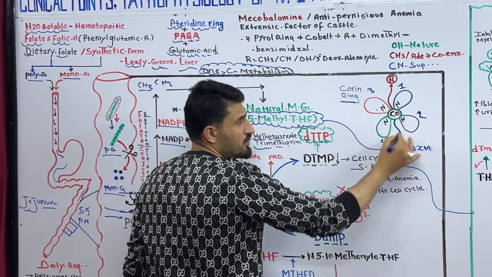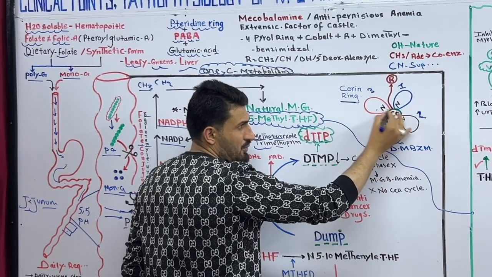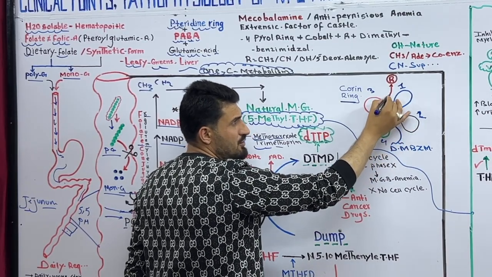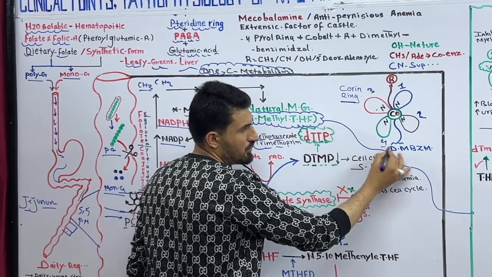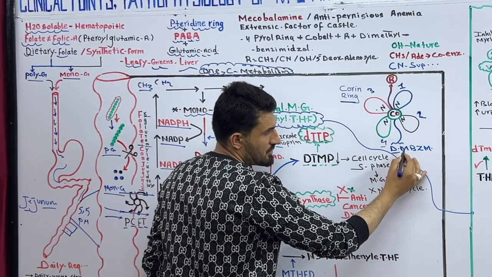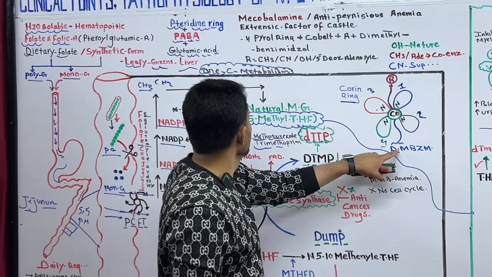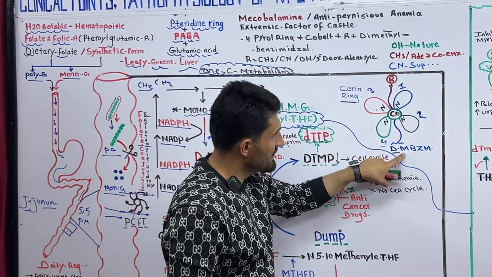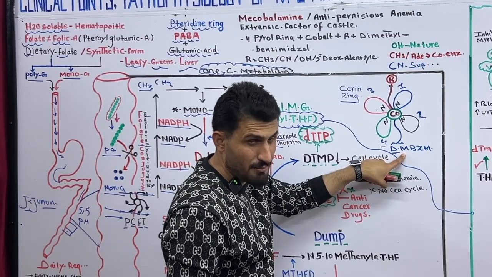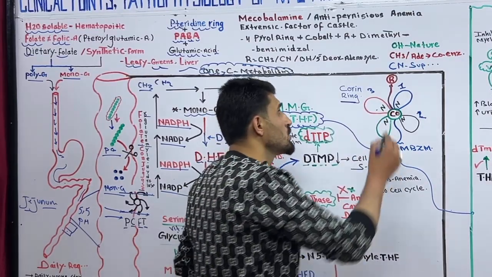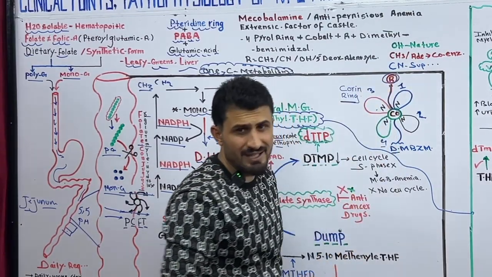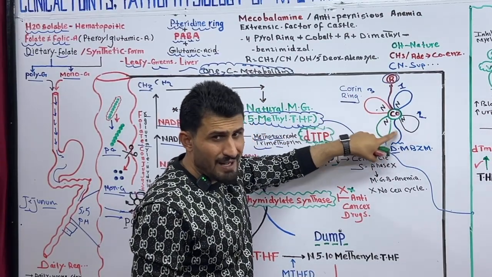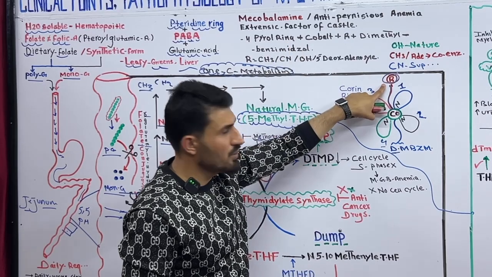It's connected to four pyrrole rings by nitrogen bonds, and inferiorly it's connected to dimethyl benzimidazole, and superiorly it's connected to an R group. This is very important. Okay, to a ligand. Now the name of vitamin B12 or cobalamin depends on this R group.